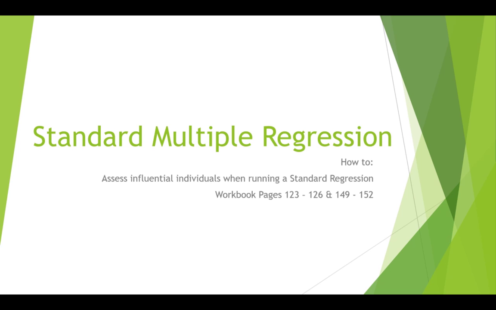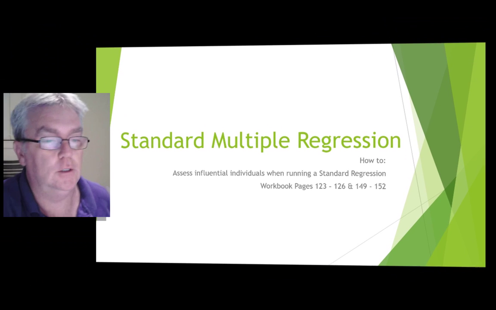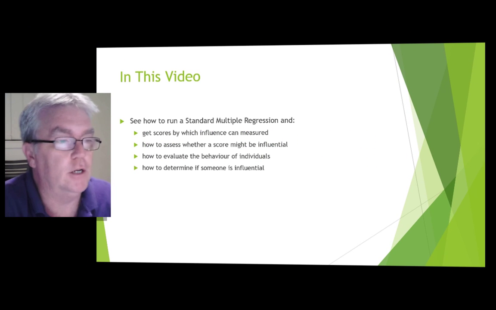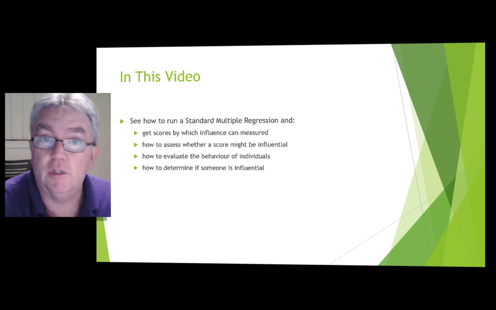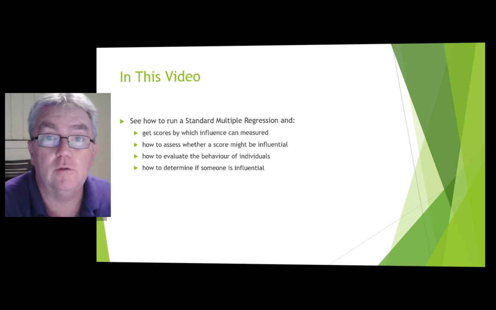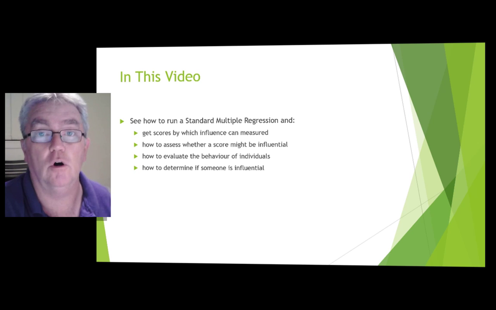Okay, so this time we're going to do multiple regression and focus on identifying influential scores. Follows straight on from the last one. Okay, so we're going to see how to run the multiple regression, get the scores that measure influence, assess whether a score might be influential, and evaluate both the behavior of the individuals, and then have a look and see whether they're actually having any influence or not.